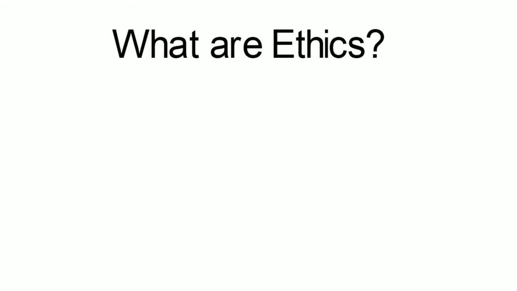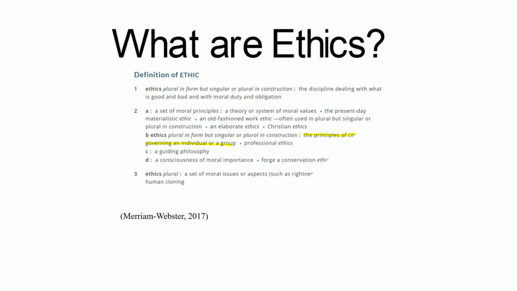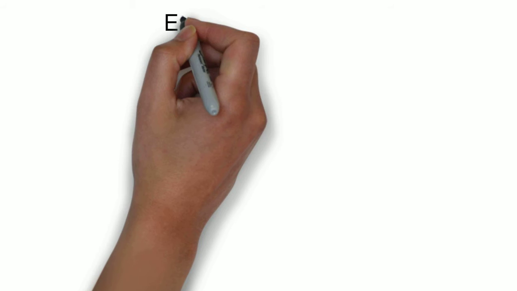When we look at the actual definition of ethics, this is a definition from the Merriam-Webster online dictionary. The first one there is the discipline dealing with what is good and bad and with moral duty and obligation. Well, that sounds pretty good. That sounds like something that we could use in the APN. But if you look down in number 2 and part B, this deals directly with what we're speaking about. And that's the principles of conduct governing an individual or a group, or professional ethics, also called a guiding philosophy. This is the definition that we will use for this presentation.